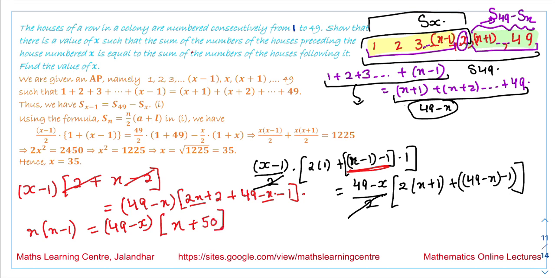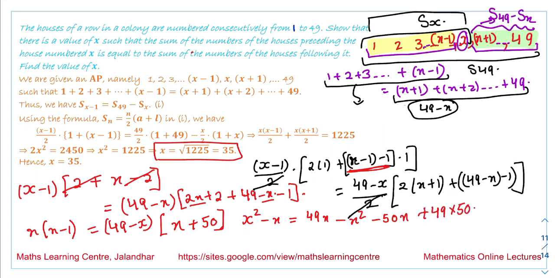Now when we multiply these terms, we will get a quadratic equation, and on solving that quadratic equation we will get the value of x as 35. The quadratic equation we obtain is x square minus x equal to 49x minus x square minus 50x plus 49 into 50. So this becomes 2x square.